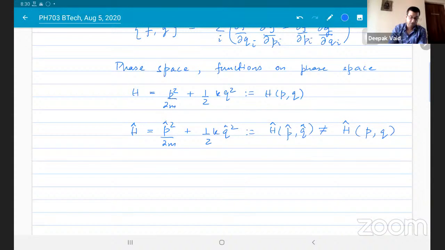Why? Because here in the quantum case, if you look at the commutator of q and p, the commutator of q and p is not zero. This is very important. In the classical case, the commutator of q and p is zero.